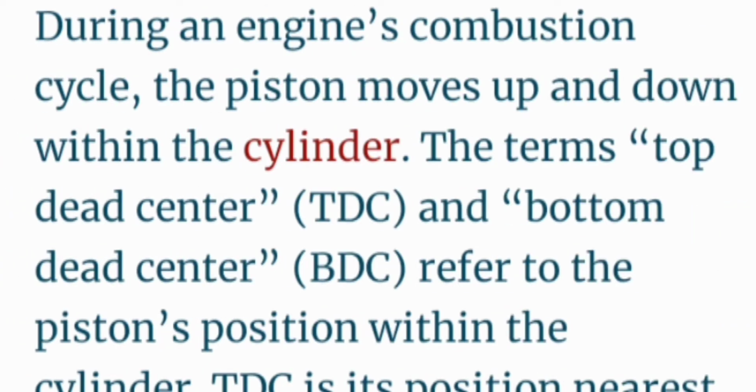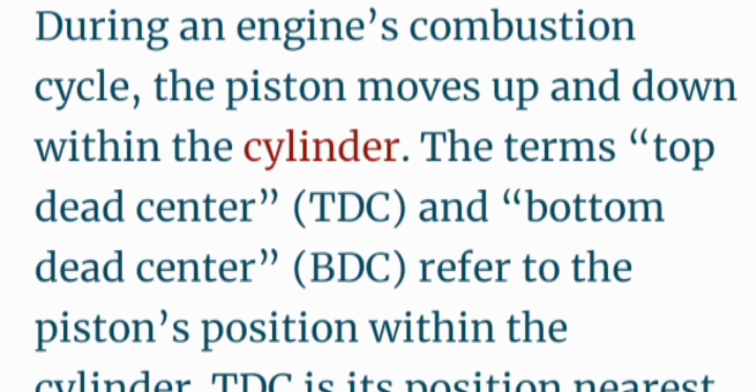How does a combustion engine work and what is a stroke anyway? In order to understand how these two engines are different, you first need to become familiar with the basics of an engine combustion cycle. The piston moves up and down within the cylinder. The terms top dead center and bottom dead center refer to the piston position within the cylinder. TDC is the position nearest to the valve, and BDC is the position farthest from it. A stroke is when the piston moves from TDC to BDC or vice versa.